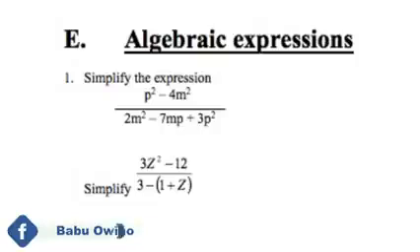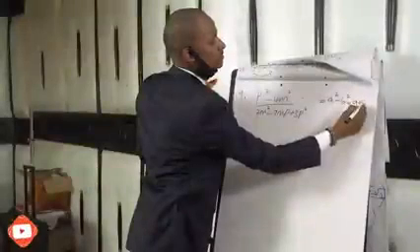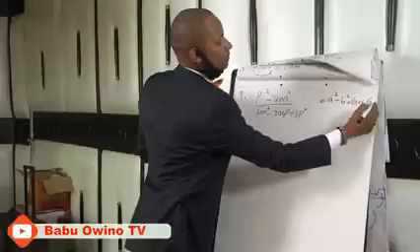P squared minus 4m squared divided by 2m squared minus 7mp plus 3p squared. So when we are solving this algebraic expression, you look at the numerator and then you look at the denominator. We can see the numerator is a difference of two squares. A difference of two squares means a squared minus b squared, which can be written as a plus b into a minus b.